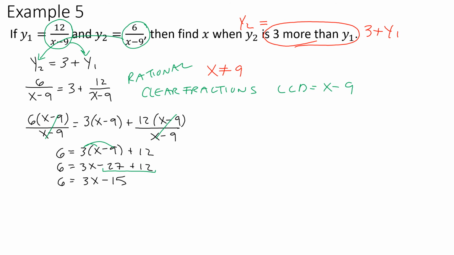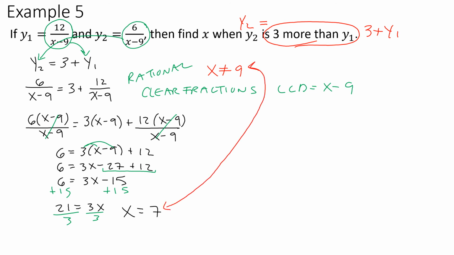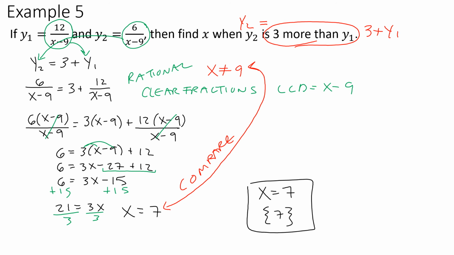I have more x's on the right, so I'm going to add 15 to both sides. That gives me 21 equals 3x. Dividing both sides by 3, I get x equals 7, and then I have to remember to compare. Those statements do not contradict each other. I do not need to reject x equals 7. So x equals 7 is the answer, or said another way, in grouping symbols, 7 is the solution.